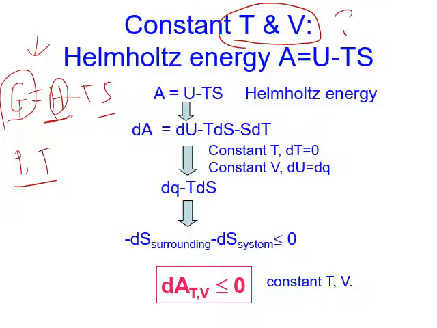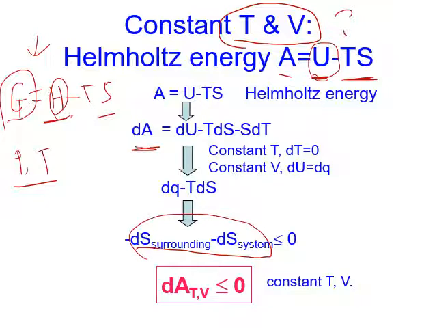So here we define Helmholtz energy, which is U minus TS. Under constant temperature, constant volume, internal energy change delta U represents heat. And therefore one function, delta A, will represent both the system and the surrounding entropy change, but it's also negative.